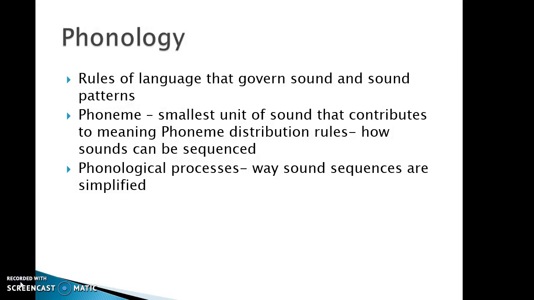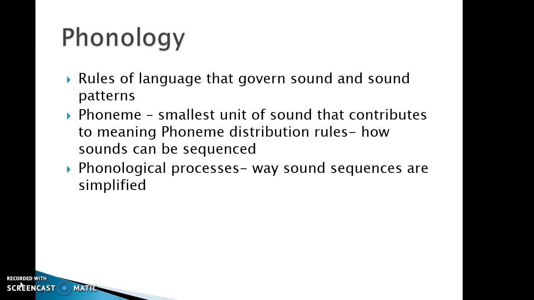So we can begin our conversation of the components of language by talking about phonology. And when we're talking about phonology, we're talking about the rules of language that govern sound and sound patterns. And we will explore this more in depth when we talk about early language development in the first year of life and into toddlerhood and even into preschool. But basically, phonology is thinking about all the sounds that children acquire that are specific to their language. And phonemes are the smallest unit of sound that contributes to meaning.